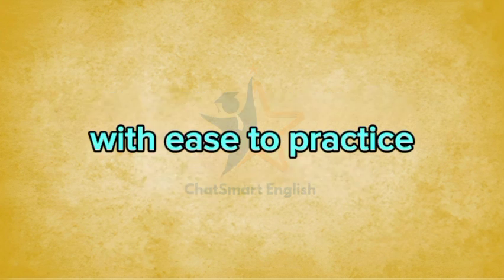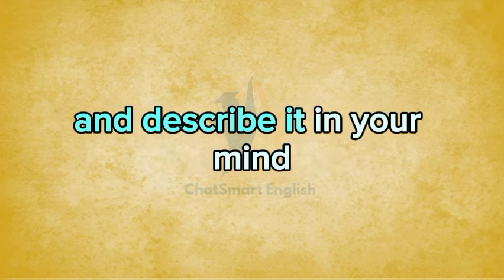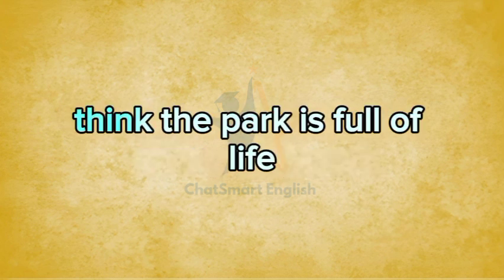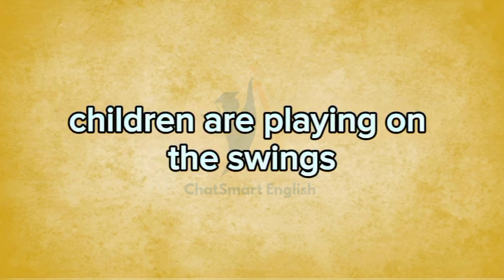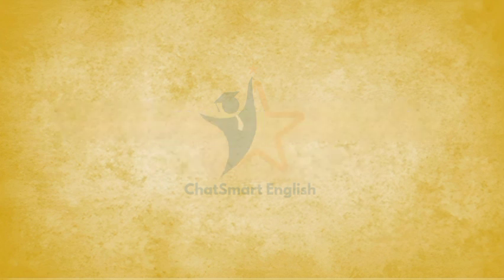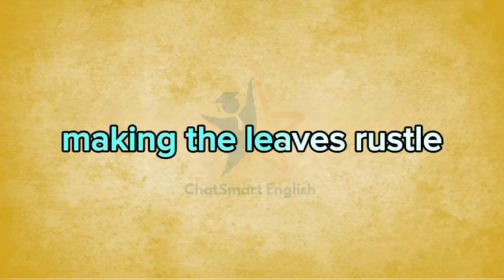To practice, observe the world around you and describe it in your mind. For example, if you're sitting in a park, think, "The park is full of life. Children are playing on the swings. Birds are chirping in the trees. A gentle breeze is blowing, making the leaves rustle."